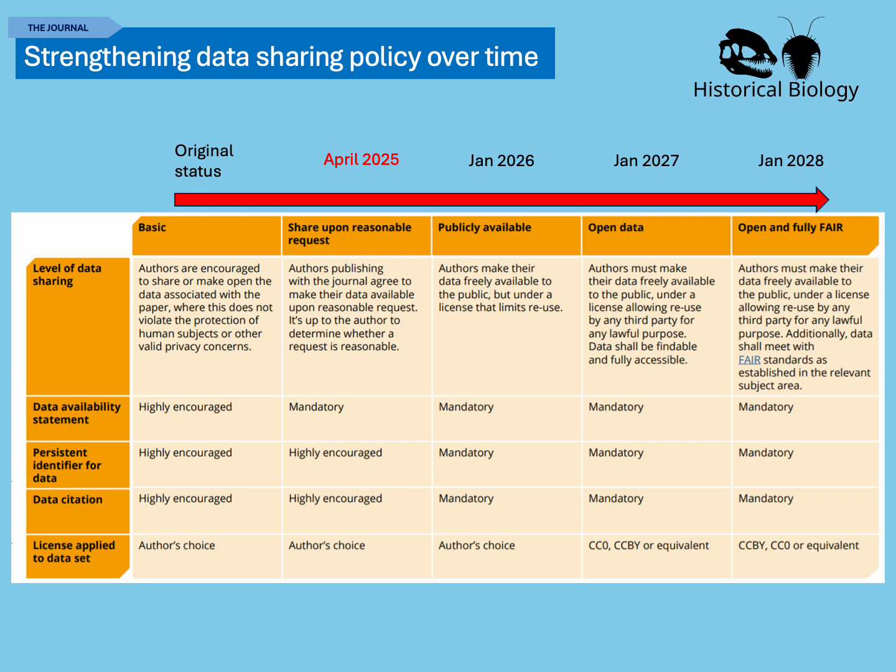However, from January of next year, we'll be transitioning to being publicly available, at which point data must be made publicly available via online repositories. This has to have a persistent identifier for the data, and there must be a data citation in the paper itself. And then from 2027 and then into 2028, we'll be making the transition to open data, and then eventually into open and fully FAIR.